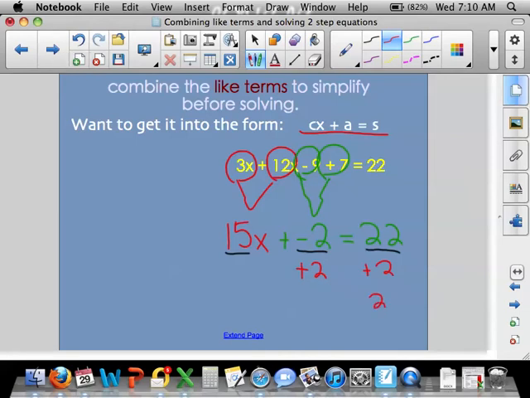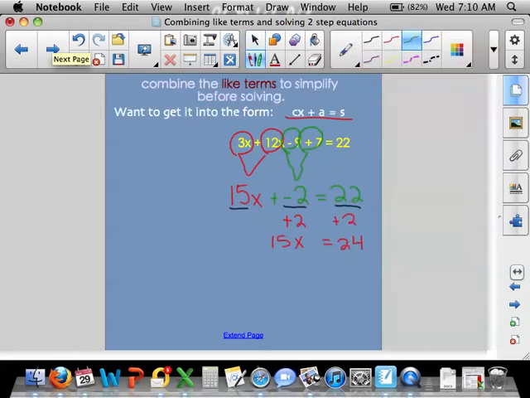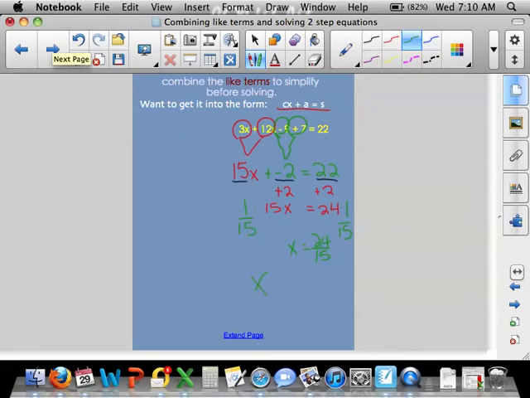We get 24 is equal to 15x, and it looks like it's going to be a fraction when we figure it out. Multiply by the reciprocal of the coefficient. And x is equal to 24/15, which can be simplified to 8/5.